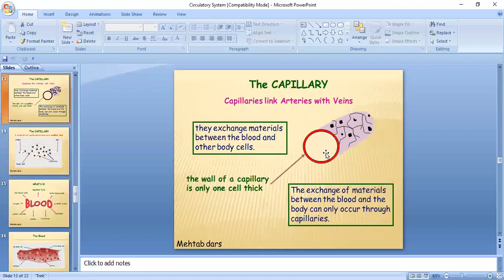And the third is capillaries. Capillaries link the arteries with the veins. Their wall is very thin, just one cell thick. And they exchange material between the blood and the body cells. The exchange of material between blood and the body can only occur through these capillaries. Other than these, there is no contact between the cells or tissues and the arteries or veins. Only direct contact with the blood capillaries.